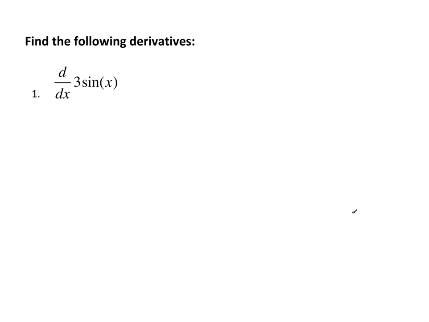So let's go ahead and take a look at an example of finding a couple of derivatives. I want to take the derivative of 3 times sine of x. Well, this is simply going to be equal to 3 times the derivative of sine of x. And we know the derivative of sine of x is cosine of x, so this is really nothing more than 3 times cosine of x.